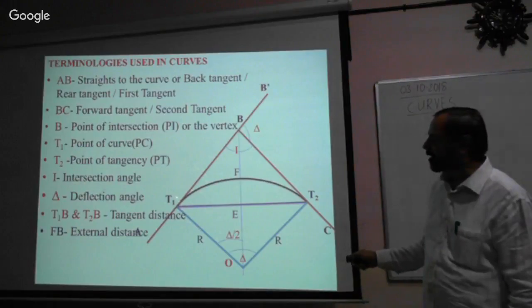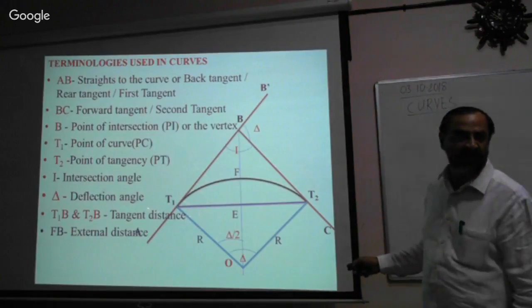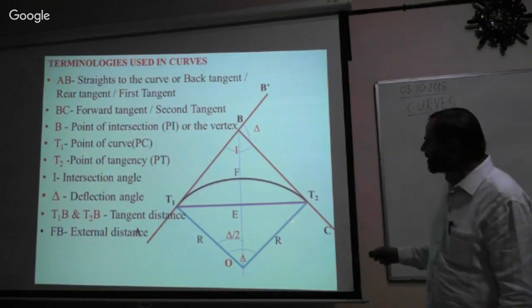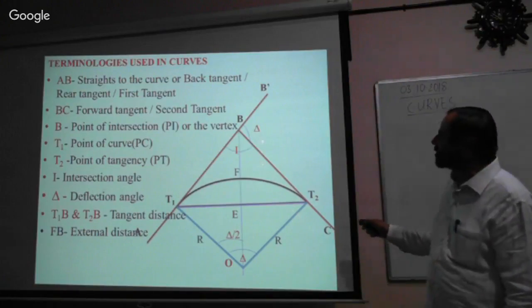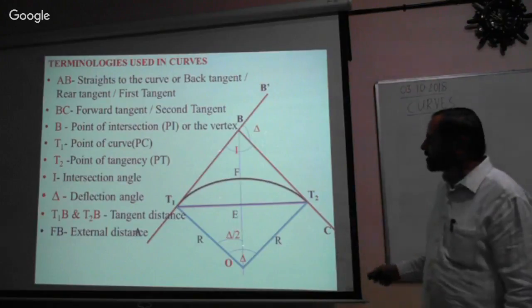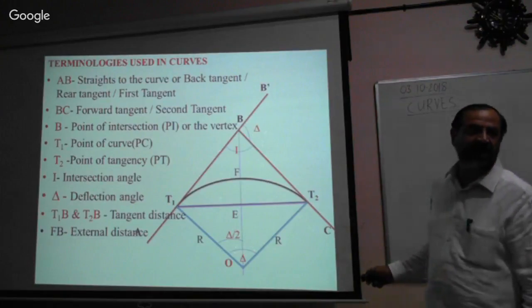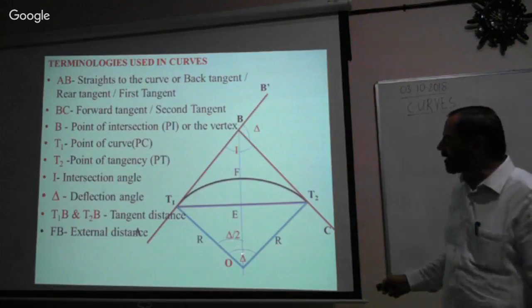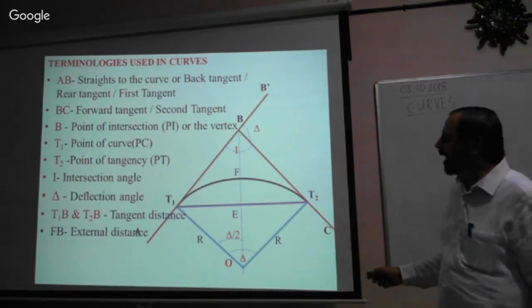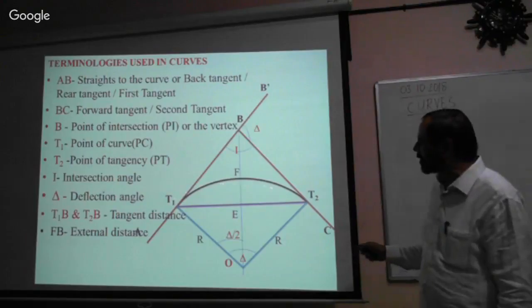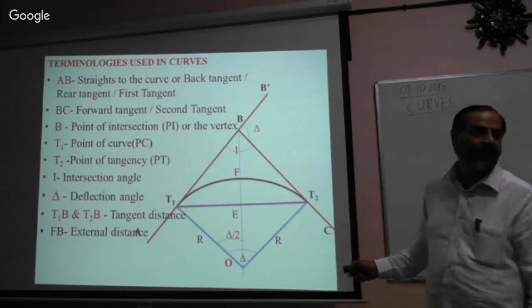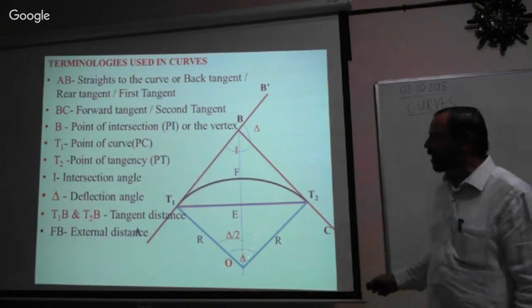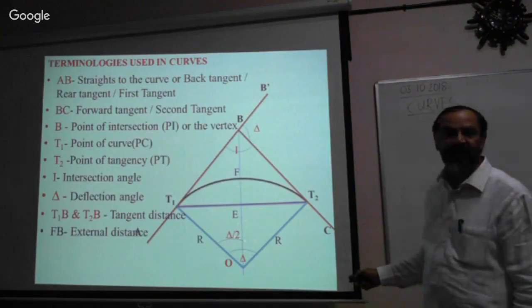These two are perpendicular, isn't it? Similarly, this is the tangent and this is the radius. This is perpendicular. This is the deflection angle and this is also the deflection angle. Therefore it is called the central angle. The central angle means the angle subtended by the curve. The angle subtended by the curve is delta. Half of this will be delta by 2.